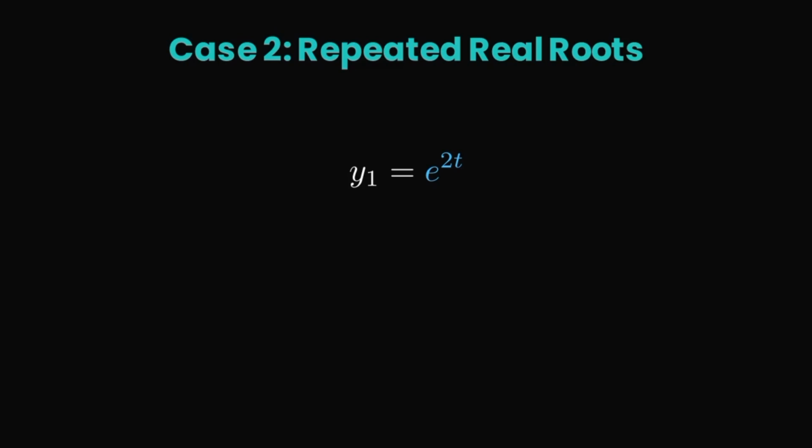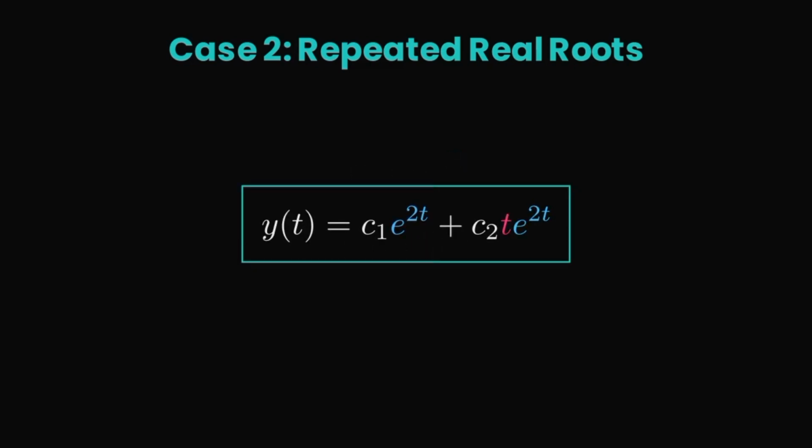This gives us one solution, e power 2t. But a second order equation requires two linearly independent solutions. To find the second, we multiply the first solution by t. Our general solution becomes y of t equals c1 e power 2t plus c2 t e power 2t.